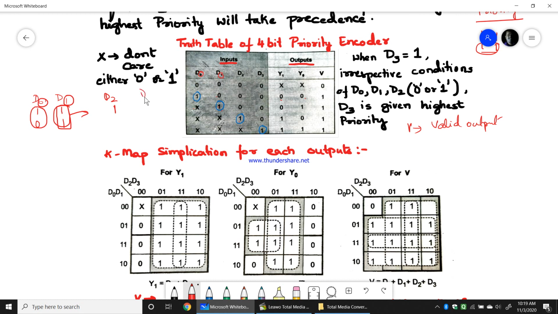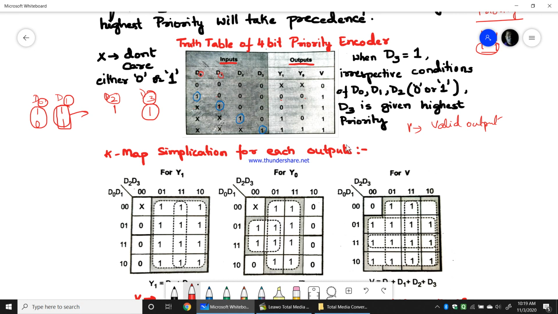Coming to D3, when D3 is 1, highest priority will be given to the highest decimal 3 compared to 2, 1, 0, which are lower than decimal 3. Therefore priority now will be given to D3 irrespective of the values of D0, D1, D2. So that is don't care. We consider don't care for those which can have any values. Therefore D3 is given preference, so 1 1.